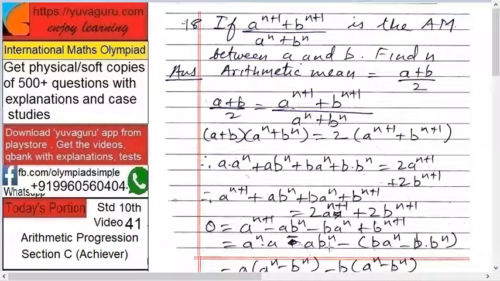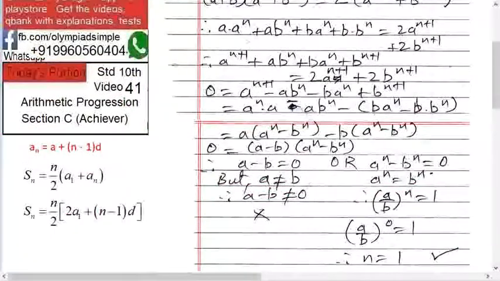Minus ab^n minus... now take this in bracket, you get b(a^n minus b^n), right? So solve this again. We get a common from this side and it becomes a into a^n minus b^n, minus b common from this side, a^n minus b^n. Now a^n minus b^n is common and you get a minus b over here.